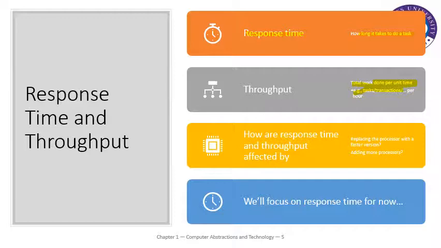Now I put a question to you: how are the response time and throughput affected if we replace a processor in a system with a faster version? Do we get the performance improvement with respect to response time or throughput? Or the second option: if we add more processors, what would be the effect of using more processors on the response time and throughput? I want to hear your comments on this.